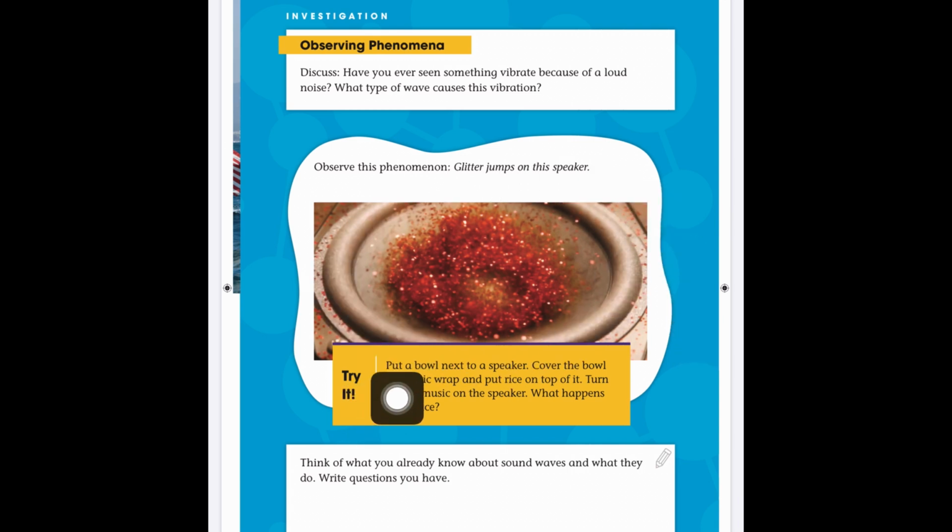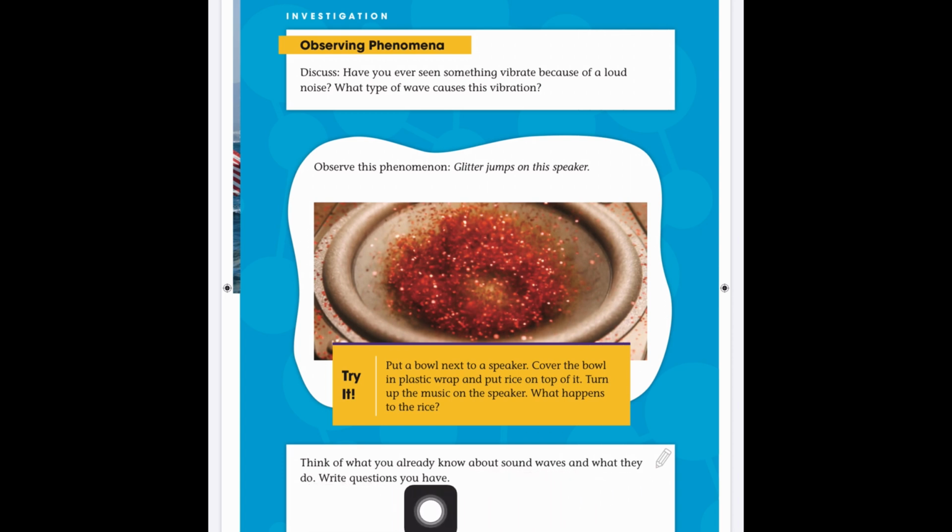Try it. Put a bowl next to a speaker, cover the bowl in plastic wrap, and put rice on top of it. Turn up the music on the speaker. What happens to the rice? You don't have to try it, but you can visualize it. Think of what you already know about sound waves and what they do.